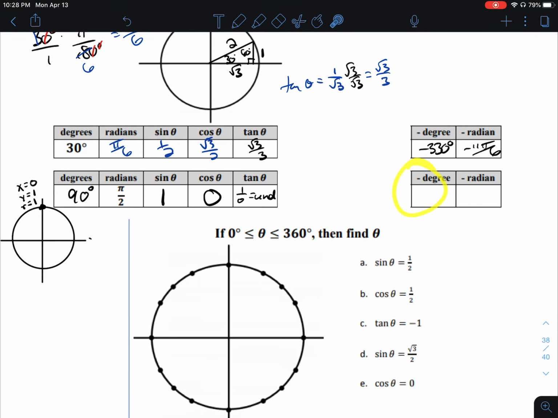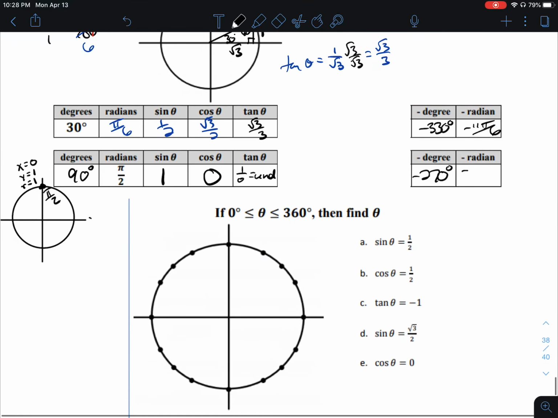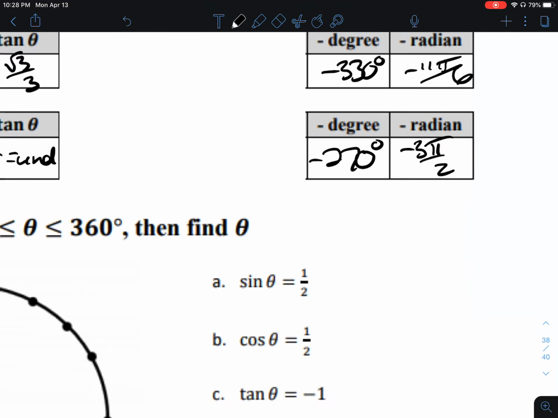I need a negative version of this angle. Well, this is 90 degrees. If I go this way, it's going to be negative 270 degrees. And as far as radians go, if I'm counting by pi over 2's, and I go in the negative direction, it's negative 1 pi over 2, negative 2 pi over 2, negative 3 pi over 2. Or you can just do the whole coterminal angle thing by adding or subtracting complete revolutions.